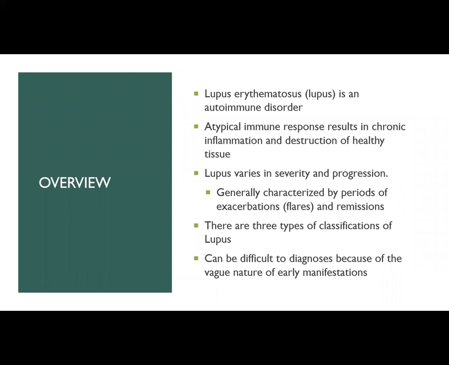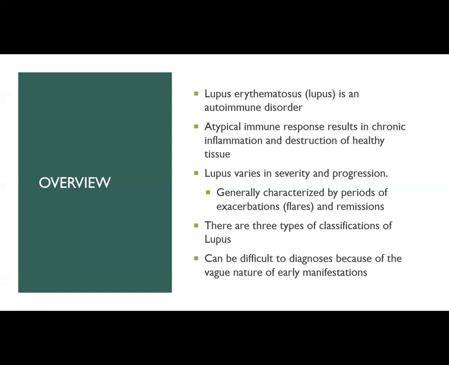Lupus erythematosus, or what you'll usually see it called, lupus, is an autoimmune disorder. It's an atypical immune response which results in the chronic inflammation and destruction of healthy tissue. Lupus will vary in both severity and progression, and is generally characterized by periods of exacerbation, which are referred to as your flares and remissions. Anytime we talk about exacerbation, we're talking about an exaggerated form of the disorder. There are three types of classification of lupus, which we'll talk about in the next slide.